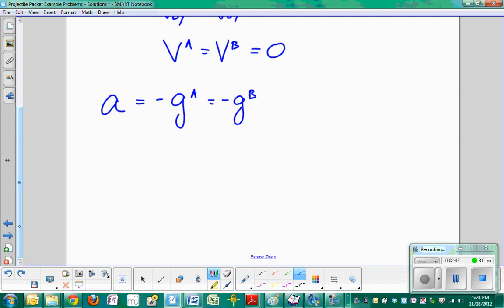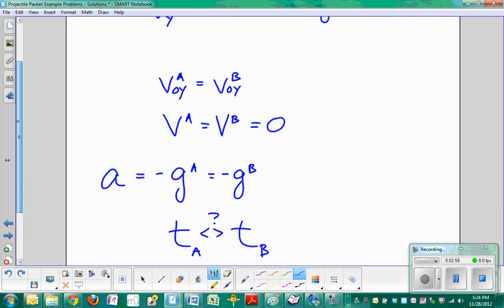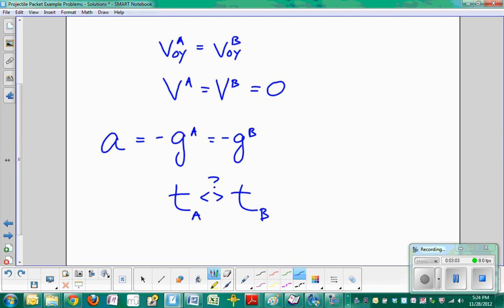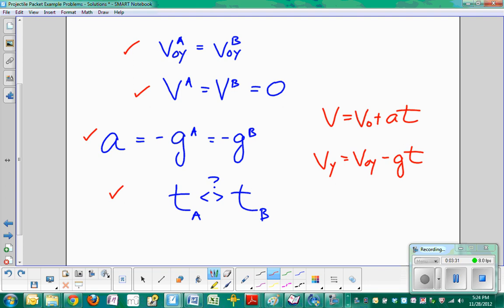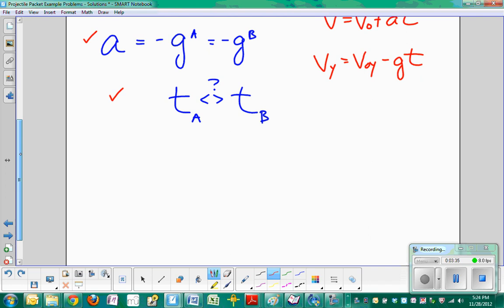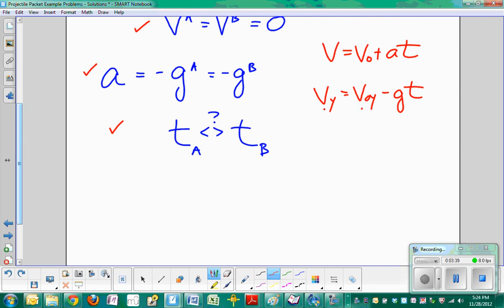So now what we're trying to find is, how will their times compare? What will be the comparison of time A to time B? I think it's starting to shape up for you that this is sort of a trick question. Let's look at the things we have: initial velocity, final velocity, acceleration, and time. This is a simple VOTAT problem. V equals V naught plus at. Since we're dealing with vertical motion and gravitational acceleration, Vy is equal to V naught y minus gt. So for any object that has an initial velocity V naught y, its Vy is determined by this relationship right here.